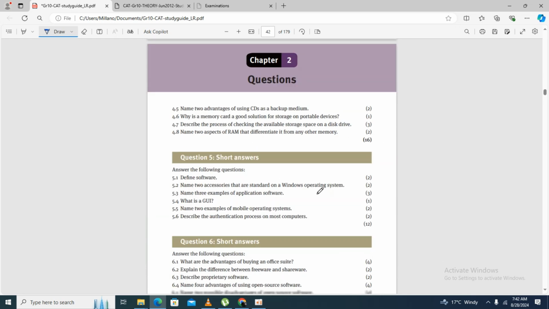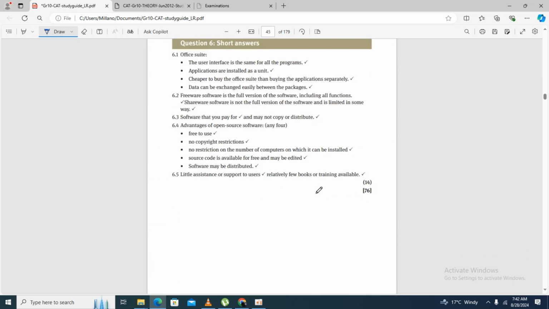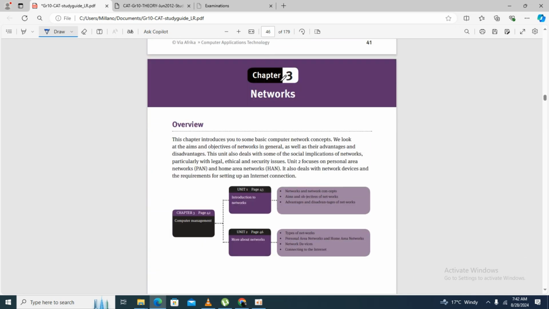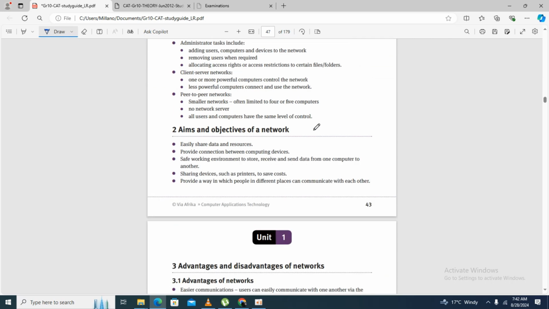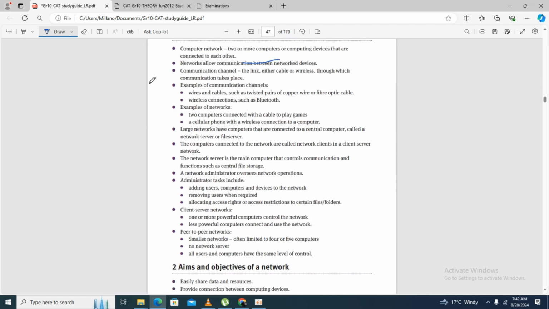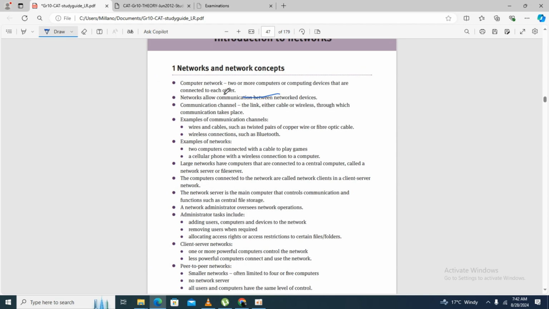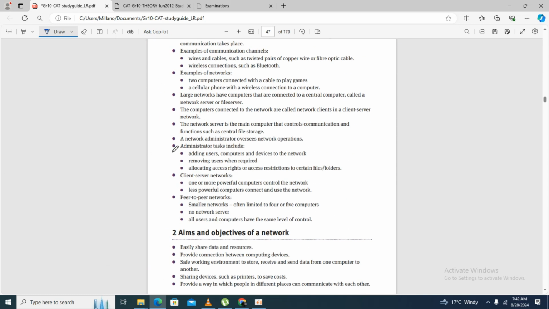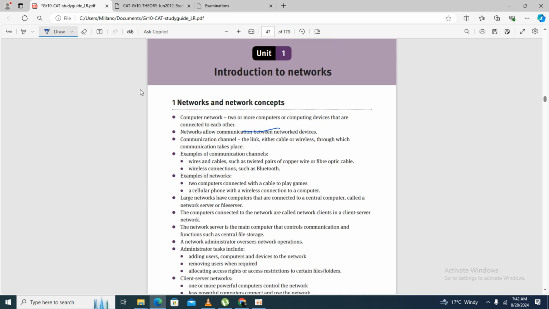The next section I want to go through is networks. This is also a huge chunk of your exam, I think also 25 marks, if I'm not mistaken. You must obviously know what a network is. A network is two or more computing devices linked through communication channels to share data and information, or to share resources. But go with the definition that you can find here.